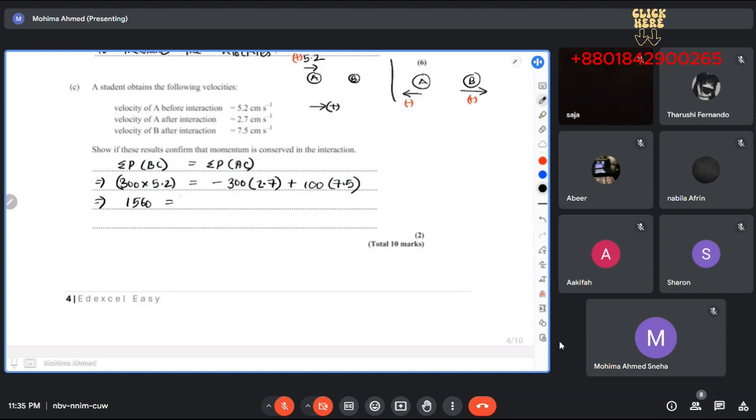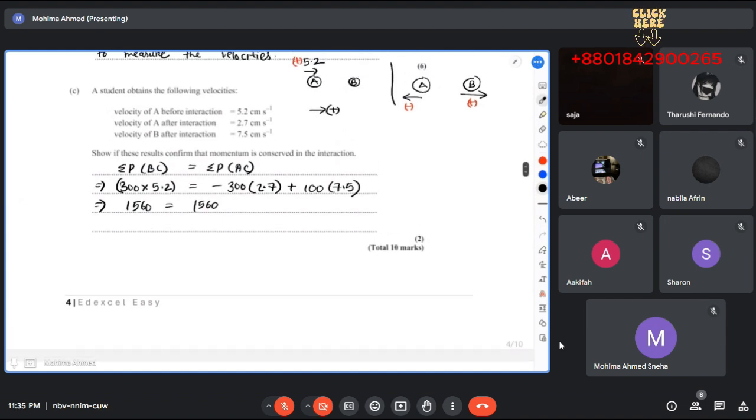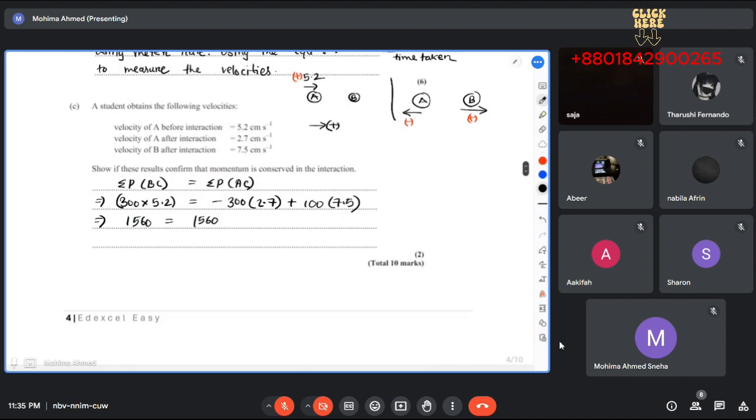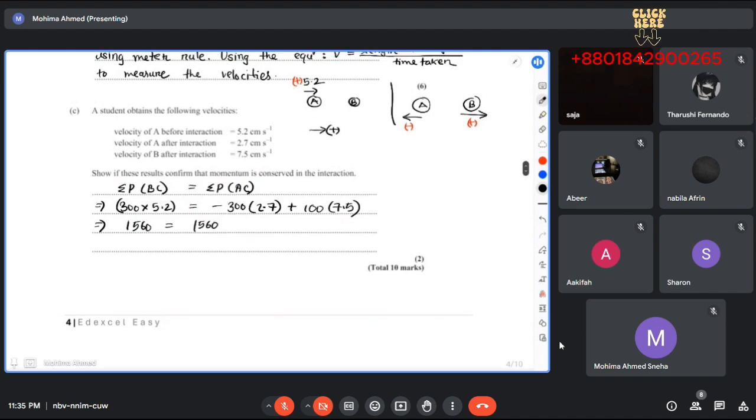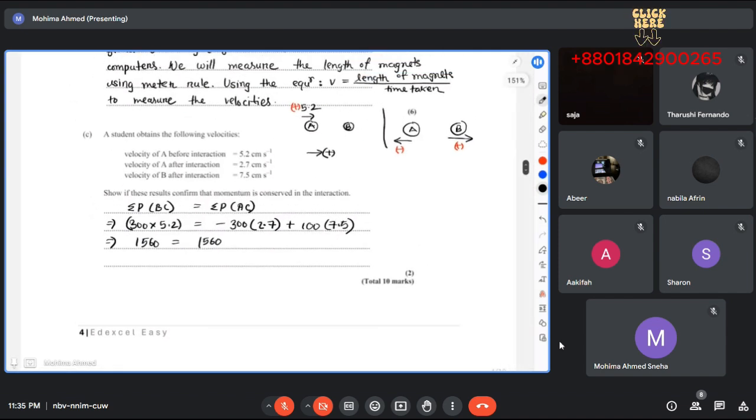Okay. And on the right hand side, I think it should be 1560 again, right? So yes, it does follow the conservation of momentum. That is the final answer. Okay, now we are done with this question 6. Let's move on to the next question.